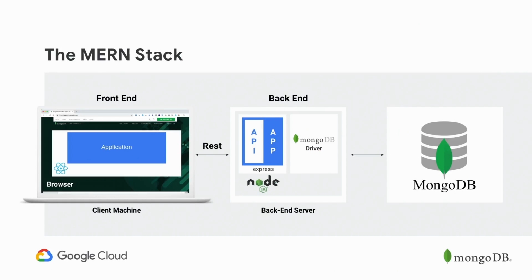And hence we come to the MERN stack, which is Mongo, Express, React instead of Angular, and Node. The application architecture stays pretty similar. We have a front end built in React. We have a backend which is built with the MongoDB driver, Node.js, Express APIs, and MongoDB.